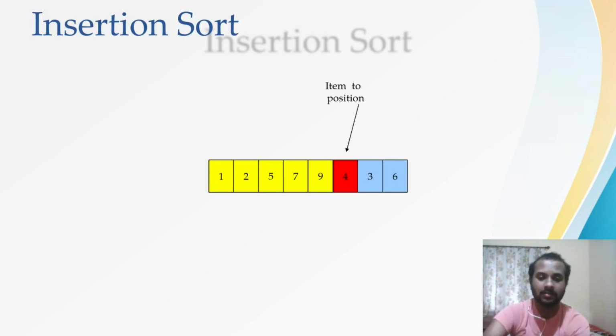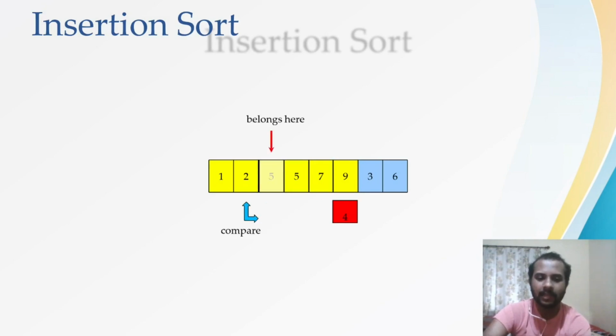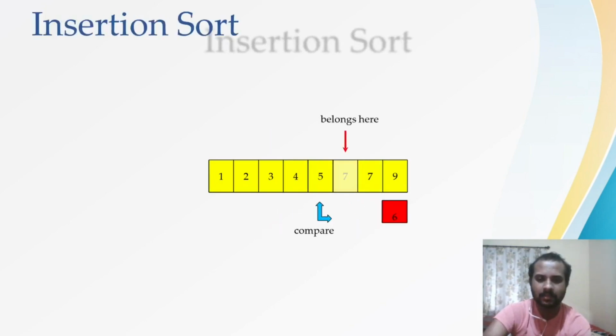Next is 4. I'll compare the 4 with the 9. 4 is smaller, so I'm moving 9 to the right side, 7 to the right side, 5 to the right side. But when I compare it with the 2, 2 is smaller, so I'm going to insert the 4. Next 3, okay, 6. That is how the array or the list is sorted using insertion sort.